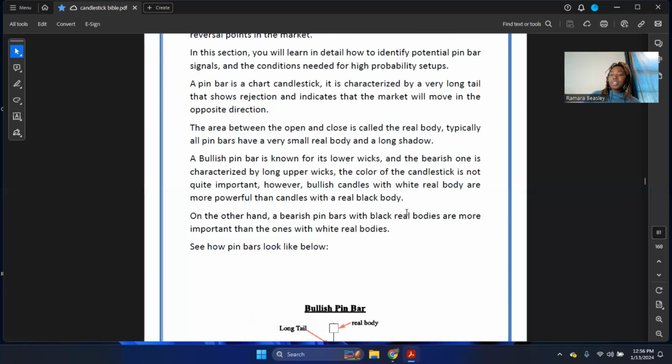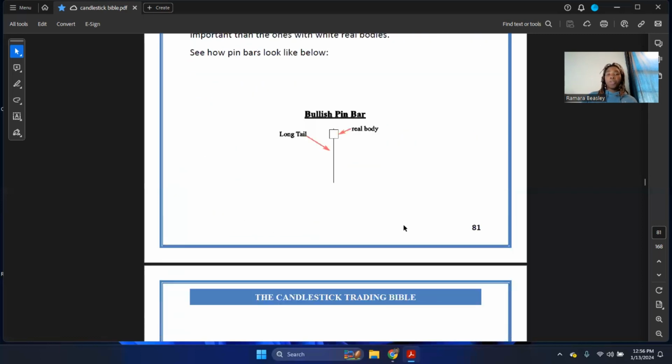However, bullish candlesticks with a white real body are more powerful than the candles with a real black body. On the other hand, a bearish pin bar with a black real body is more important than the ones with a white real body. See how pin bars look below.